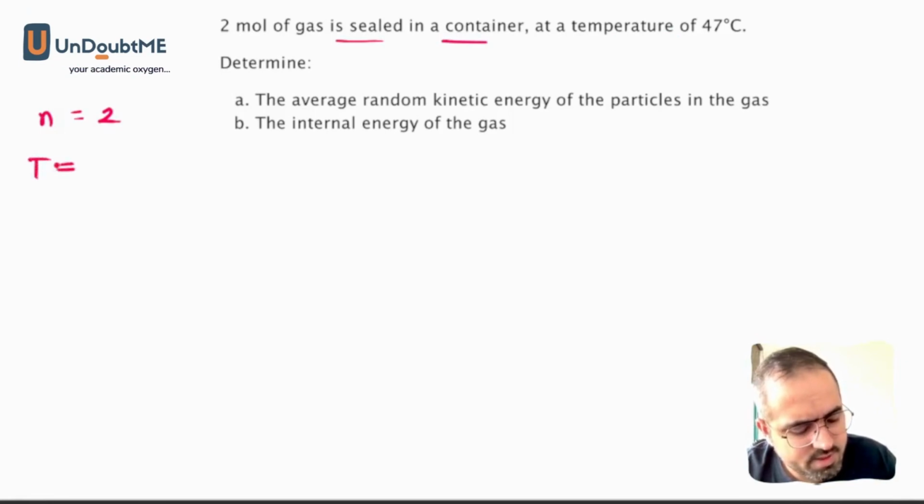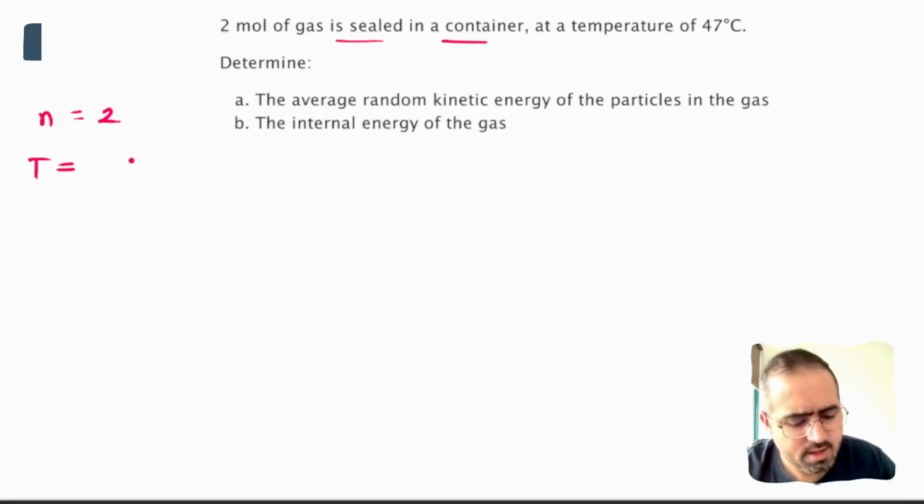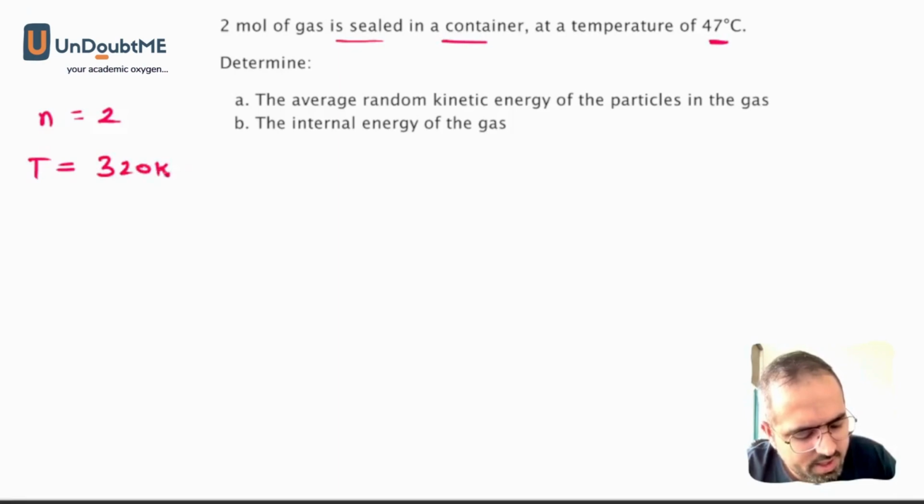Now the first thing we need to understand is that the SI unit for temperature, or the fundamental unit of temperature, is not degree, it's Kelvin. So we need to just add 273 to it and get the answer. So when we add 273 to 47, we get 320 Kelvin.